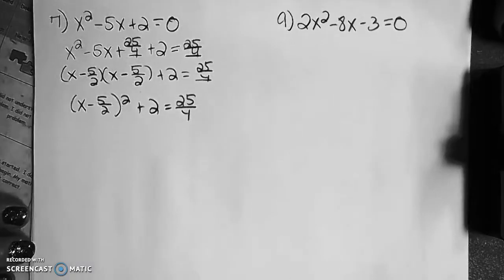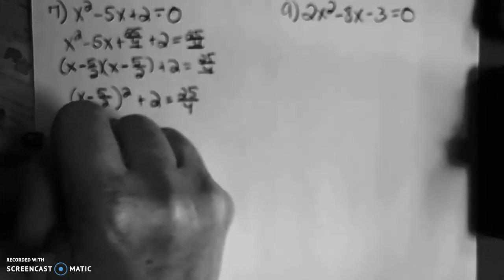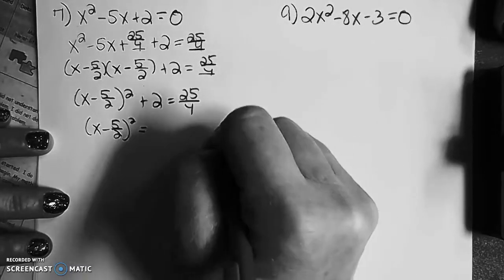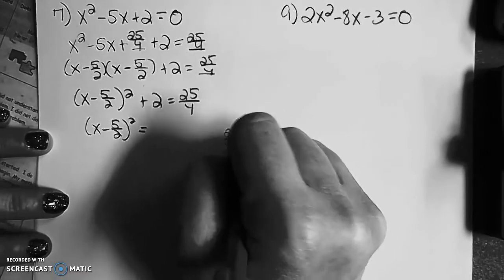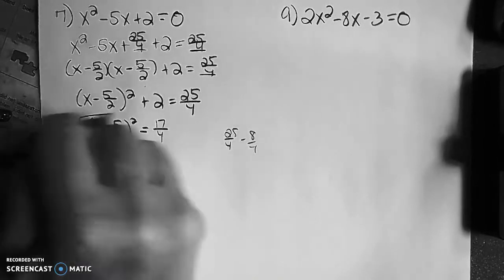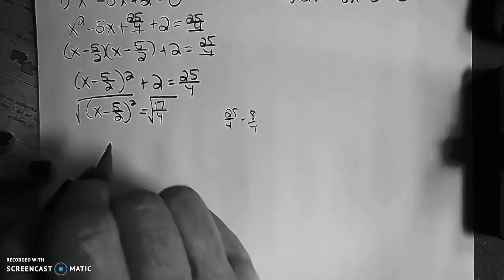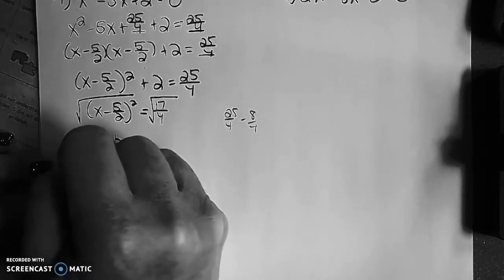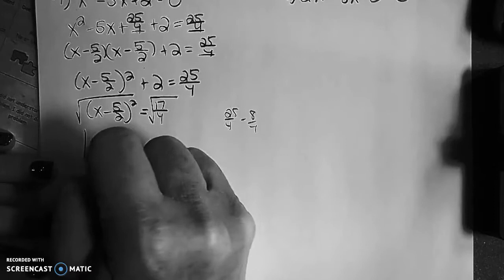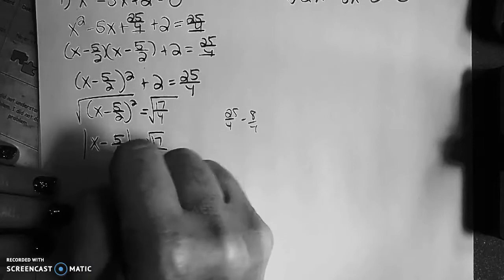Now, I am solving, so I'm going to go ahead and get x by itself. So I'm going to subtract 2. So that's what? 25 over 4 minus 8 over 4. So 17 over 4. Take the square root. Whatever comes out of a square root must be positive, and I don't know if x minus 5 halves is positive or not, so I will need absolute value. I cannot simplify square root of 17 any, and the square root of 4 is 2.